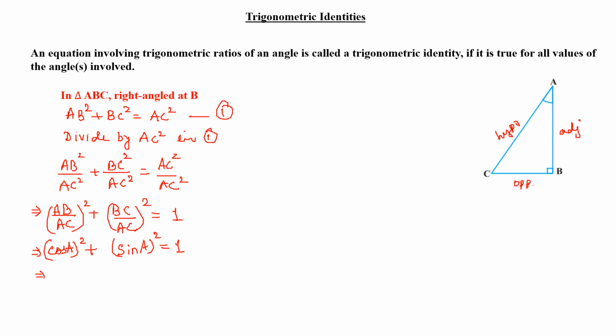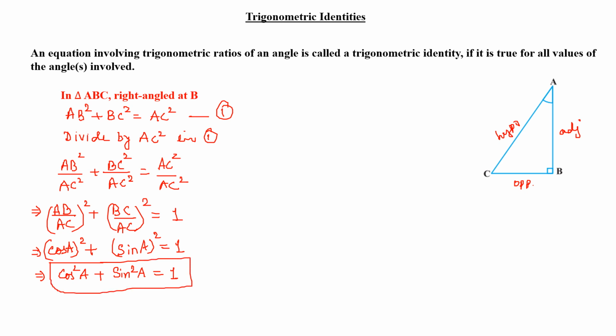From here cos A whole square I can write as cos square A, and sine A whole square I can write as sine square A, equal to 1. So this is your first identity: sine square A plus cos square A will give you 1.